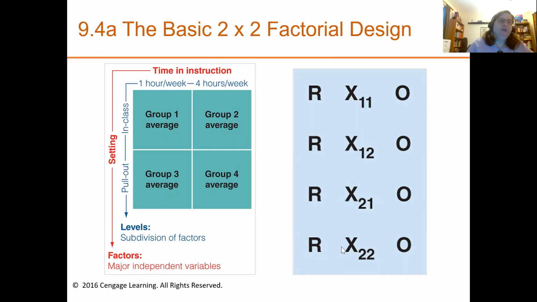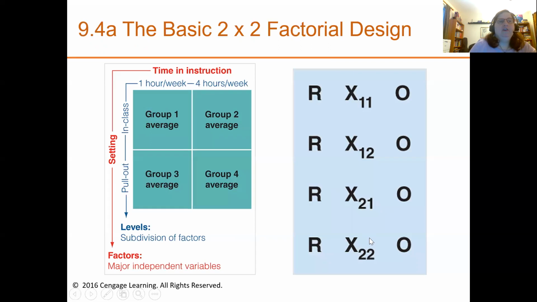Okay, so let's go through an example here. Here we have time in instruction, 1 hour per week and 4 hours per week. And just to make this more similar to current times, we'll call this in-class synchronous and pull-out asynchronous. So as you can see, we have people randomized to these 4 groups. We have 1,1, 1,2, 2,1, 2,2.